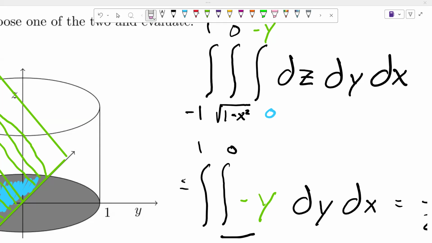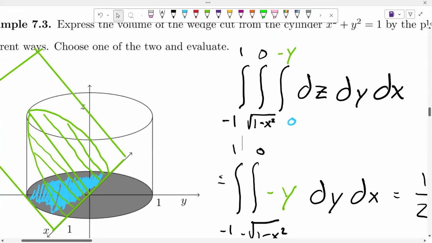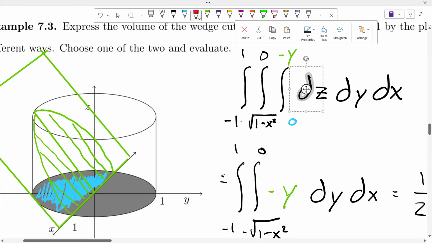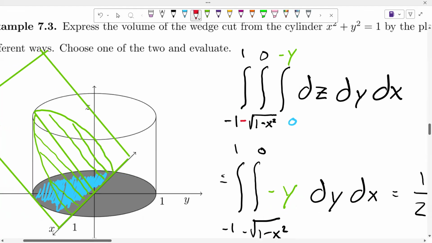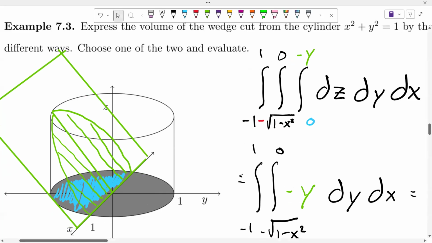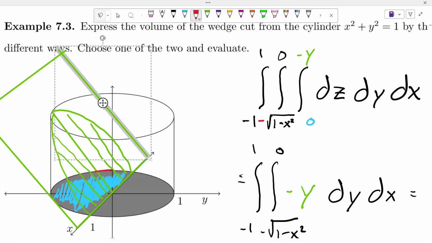And then, as was pointed out just after class, I made a mistake on one of these bounds. This lower bound, when doing the dz dy dx integral, should have been the negative square root of 1 minus x squared. Since we are doing the left half, ooh, that was a terrible line. We're doing the left half. This shape.